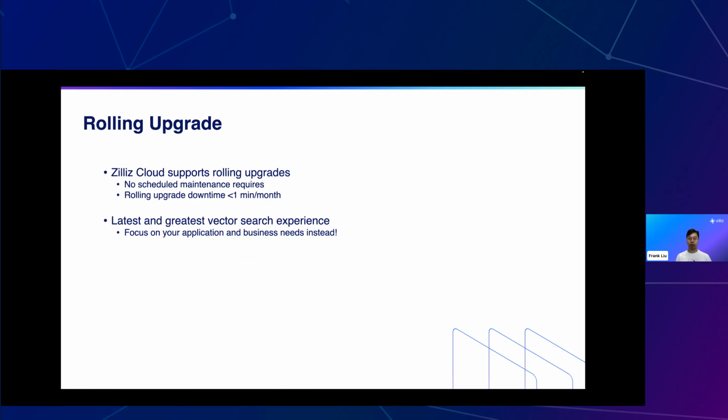And rolling upgrades, right? You are able to schedule your own maintenance downtimes, and we have rolling upgrade downtime of less than 1 minute per month. What this really allows you to do is focus on building your application. You don't have to worry about any of the infrastructure. You don't have to worry about, say, upgrading to the latest version. You have the latest and greatest vector search experience at your fingertips with no extra ops overhead required.